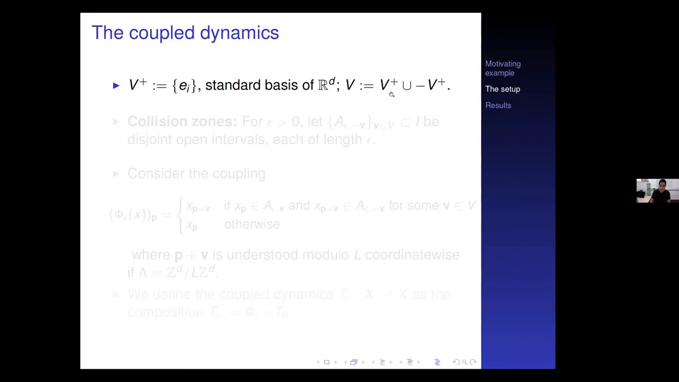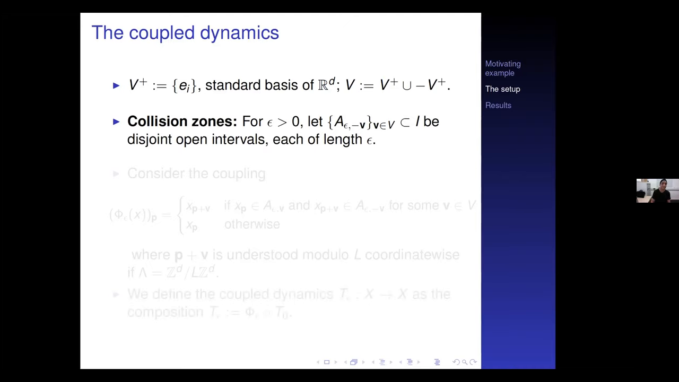So V will be the union of V plus and V minus. And the collision zones will be denoted by A sub epsilon of V. These are disjoint open intervals, and they are all of size epsilon. Okay, so just imagine the picture there. For each site, because you are in two dimensions, you have four collision zones. They are disjoint. Here we are talking about intervals. They are disjoint, and they are all of size epsilon.